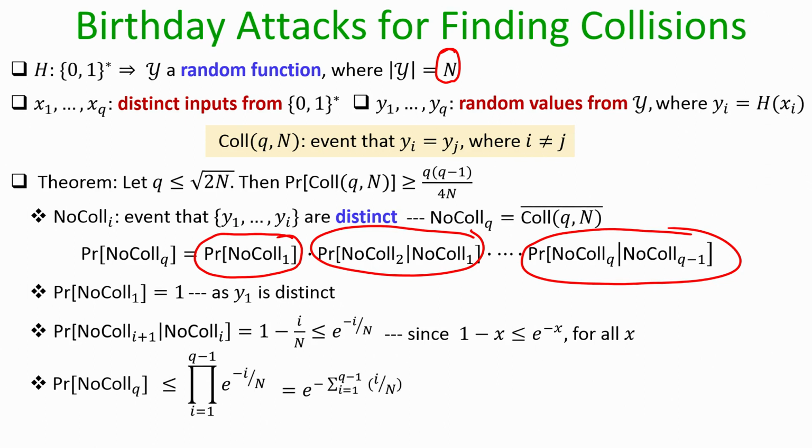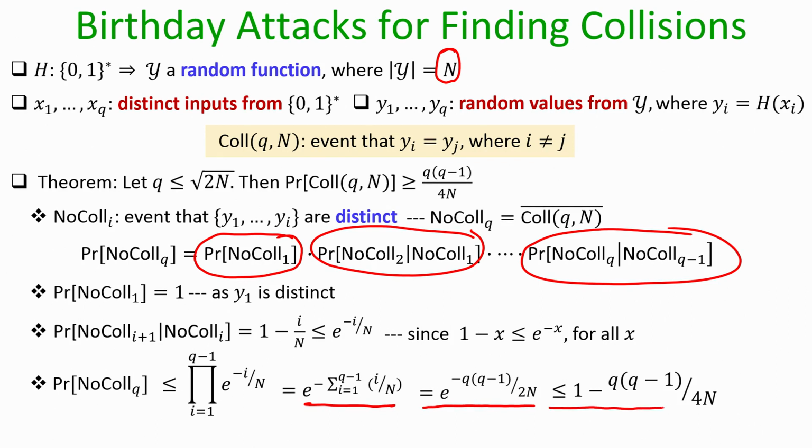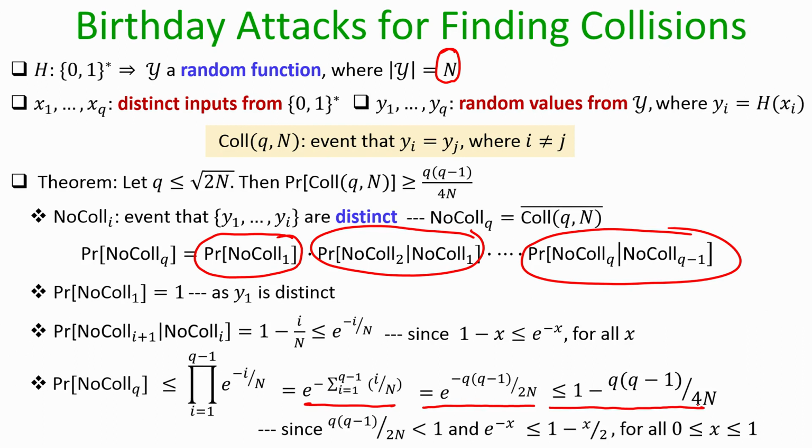And if I take the product in the exponent, basically I end up doing the summation in the exponent. So, I obtain that the event NoCol_q occurs with this much probability, and if I take the summation inside, I obtain that this is less than or equal to e to the power minus q times (q minus 1) over 2n, and then I can finally replace it by this inequality.